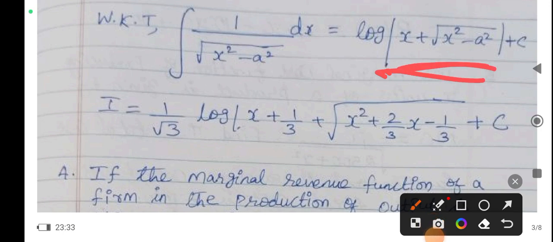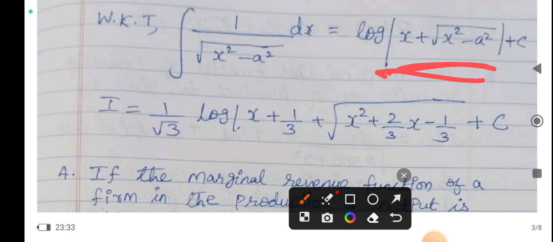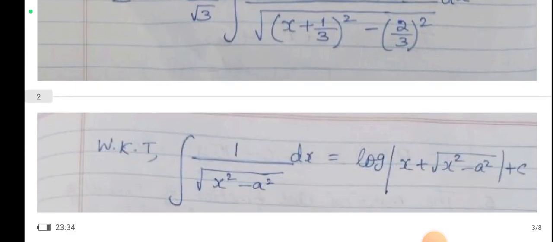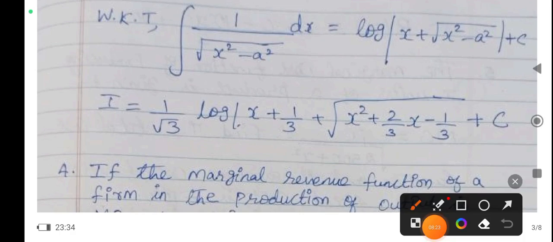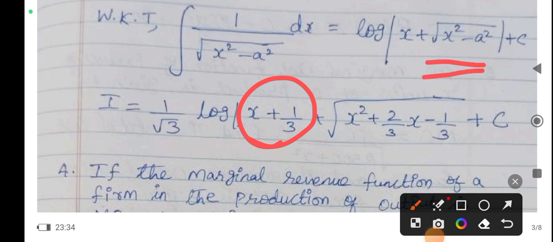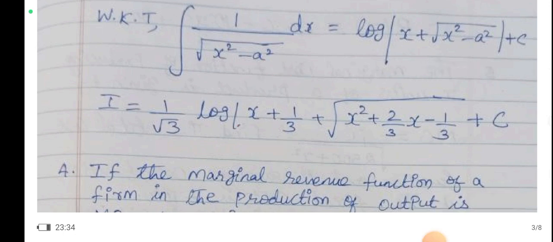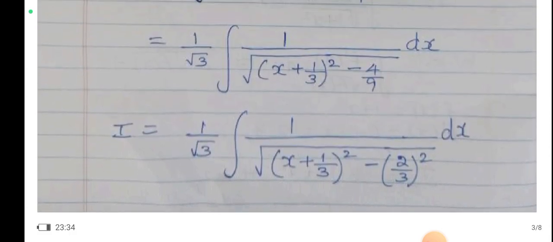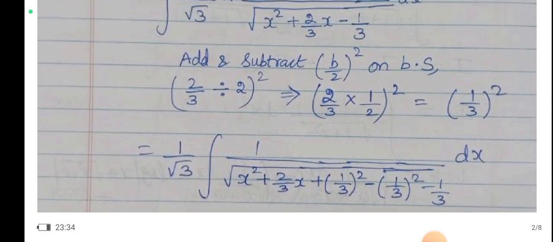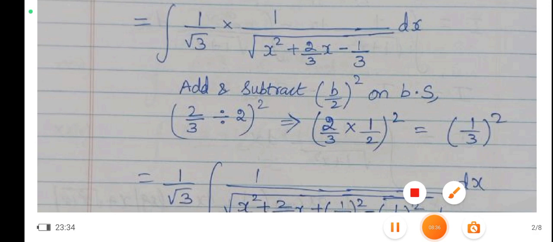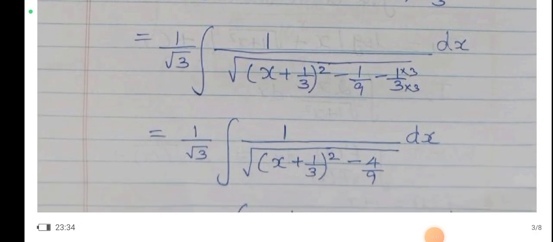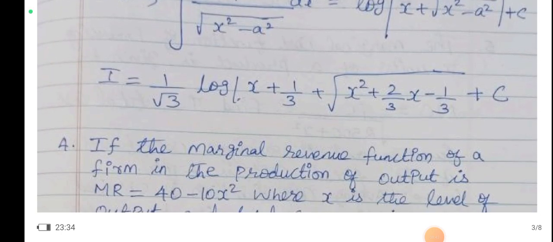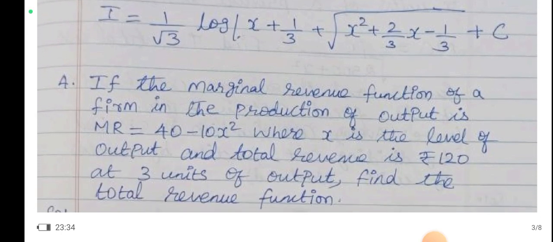So already we have 1 by root 3 as common, if I am correct. So log mod x plus, x itself, we have x plus 1 by 3, root over x square minus a square. That is nothing but the full term x square plus 2 by 3x minus 1 by 3. This term only is going to come here, because if you expand it, you will get the same. Clear? Check.